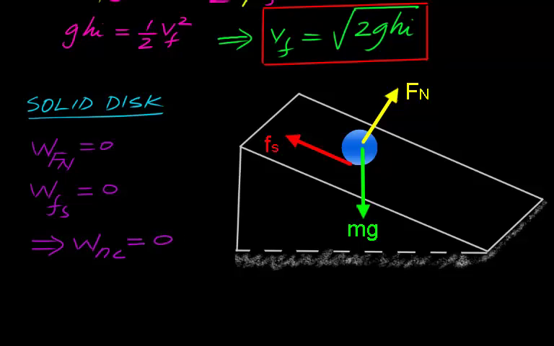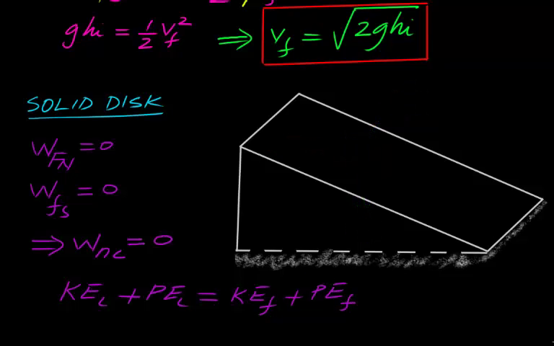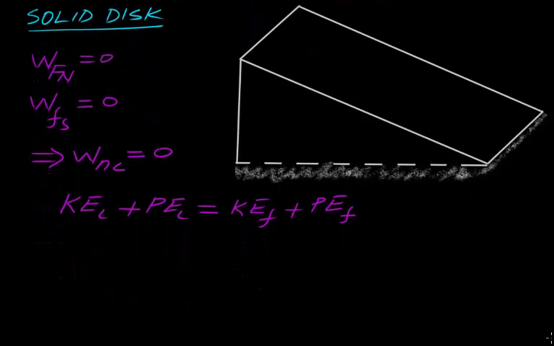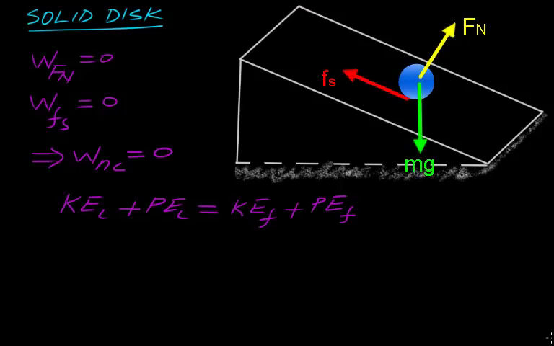This conclusion, again, allows us to use the principle of conservation of energy, where the kinetic energy initial plus the potential energy initial equals the kinetic energy final plus the potential energy final. The solid disk is released from rest at the top of the incline, therefore its kinetic energy initial is going to be 0. Its potential energy is mgh initial.